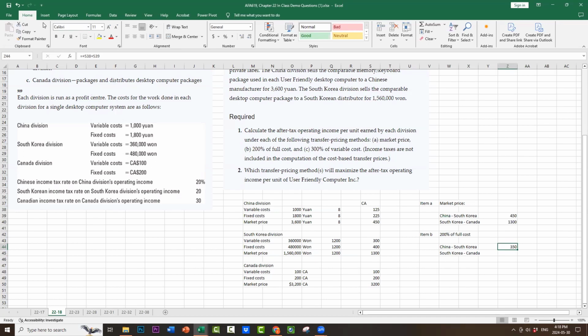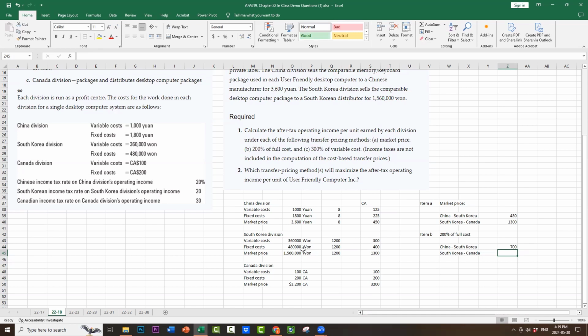And it says 200% of full cost. So I'm going to take this and put brackets around it and multiply it by 2, it's $700. Now, South Korea, don't forget that we're going to charge 200% of full costs.